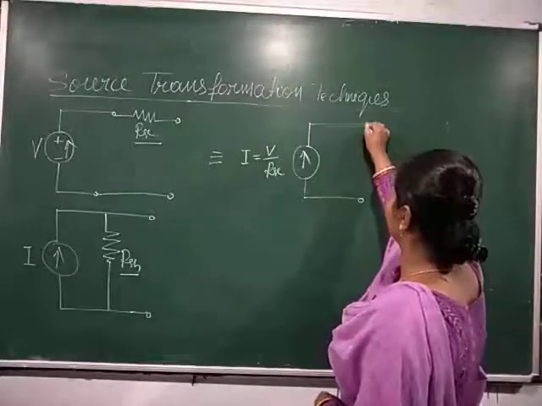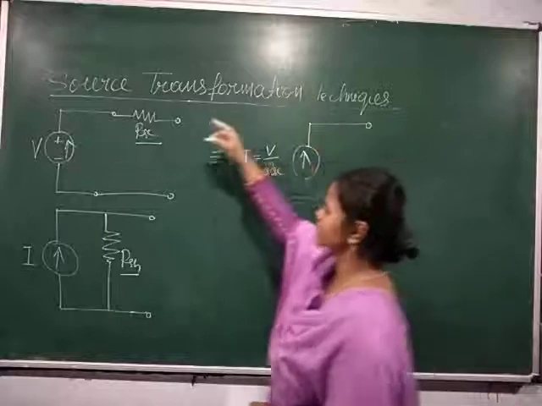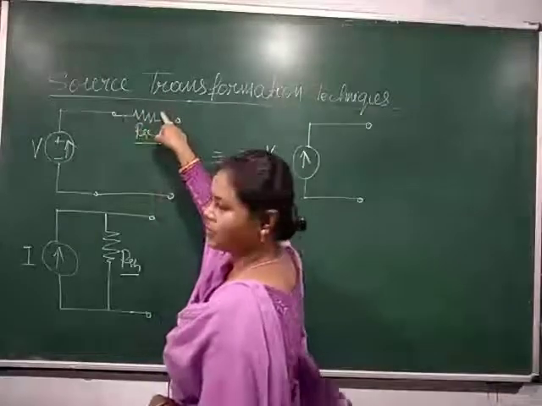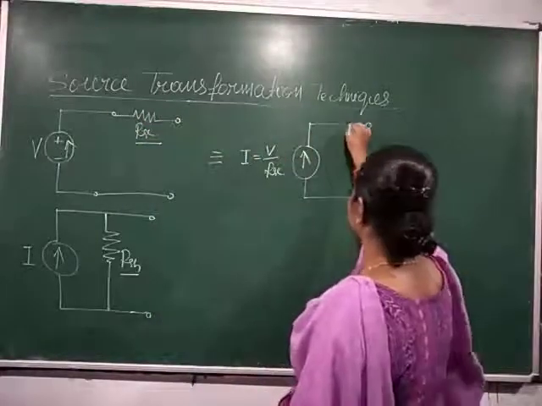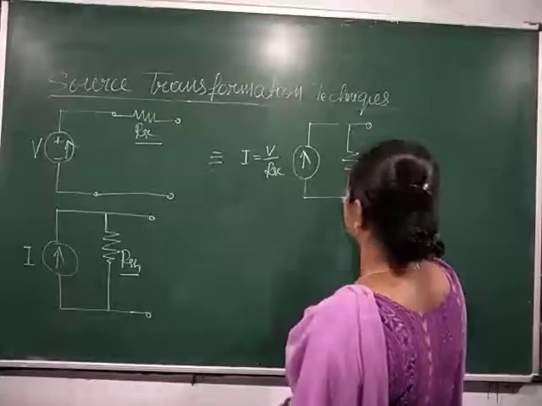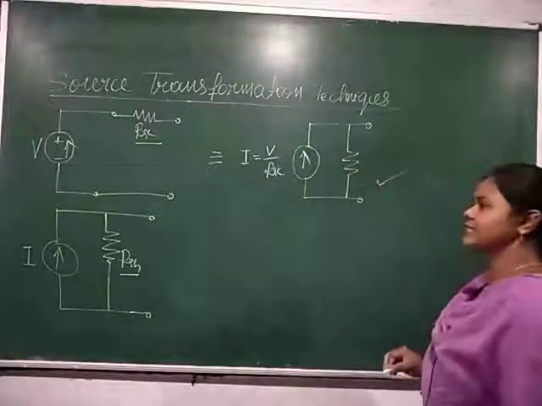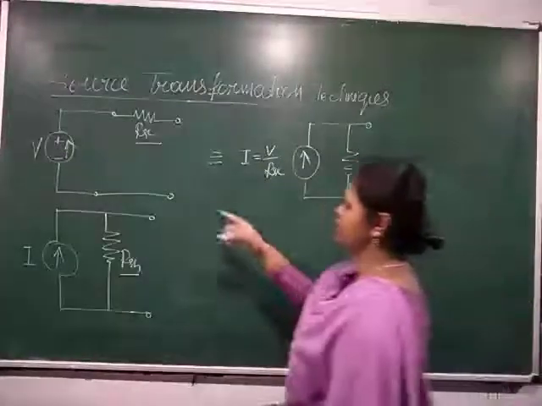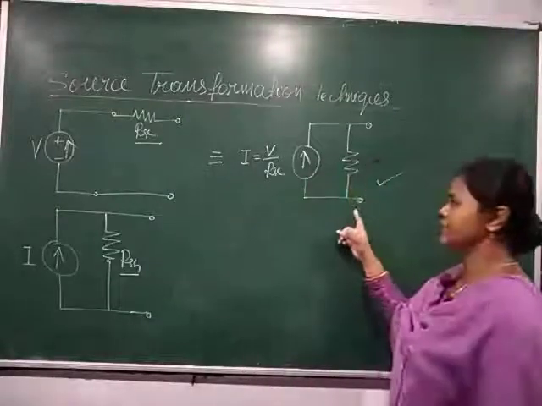And without changing the resistance, you connect it in parallel. Now we have successfully converted this voltage source into current source.